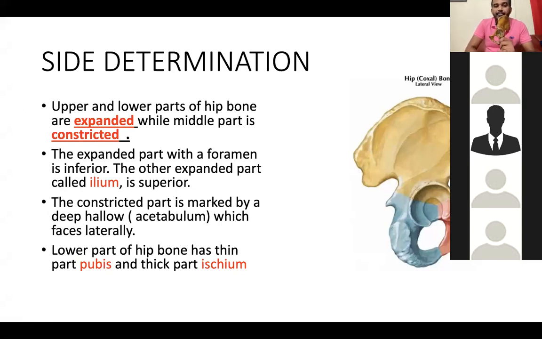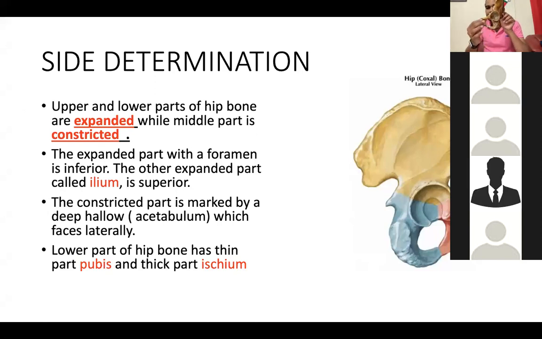The first point is that the upper and lower parts of the hip bone are expanded. If you see, this is an expanded part, and here also you can see an expanded part. So this hip bone has an upper expanded part, a lower expanded part, and a middle constricted part. So the hip bone has two expanded parts, one upper, one lower, and in the middle it is constricted.